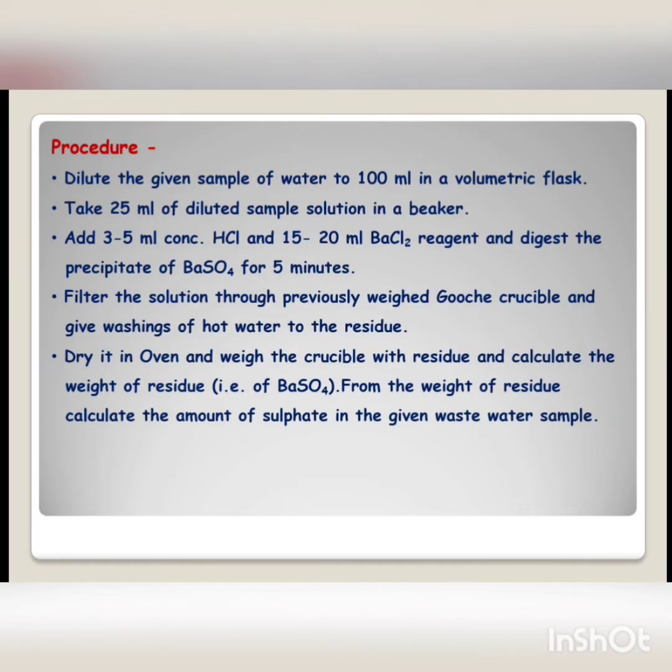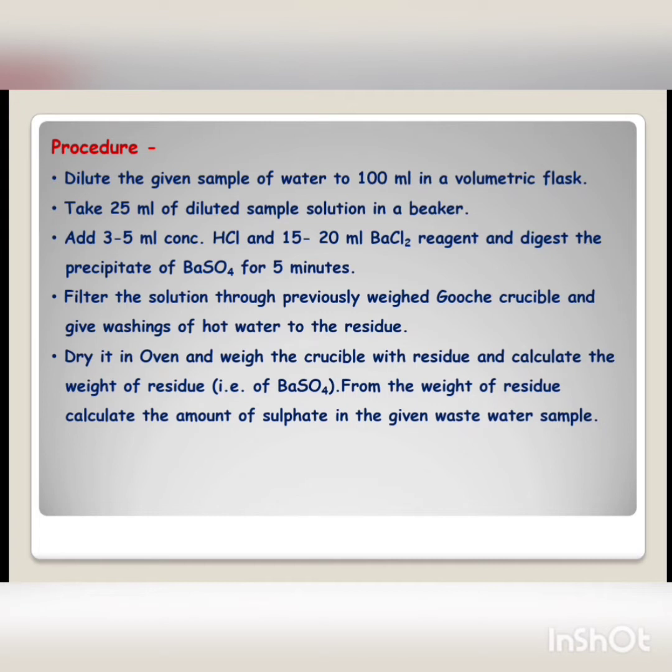In the actual procedure, the given wastewater sample we have to dilute to 100 ml in a volumetric flask, and from that diluted sample solution we have to take 25 ml in a beaker. In that solution we have to add 3 to 5 ml concentrated HCl, then we will add 15 to 20 ml barium chloride reagent. After addition of barium chloride reagent, we will get a white precipitate if sulphate ions are present in the wastewater sample, and that white precipitate we have to digest now.